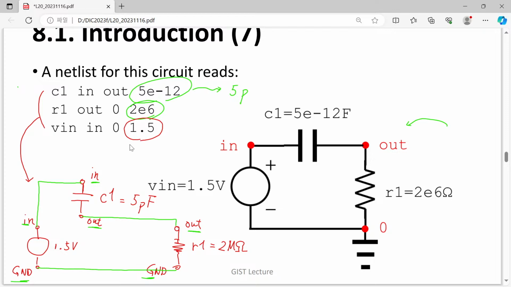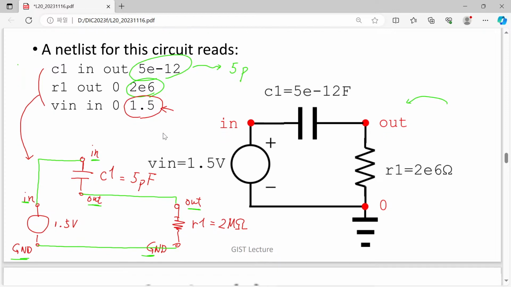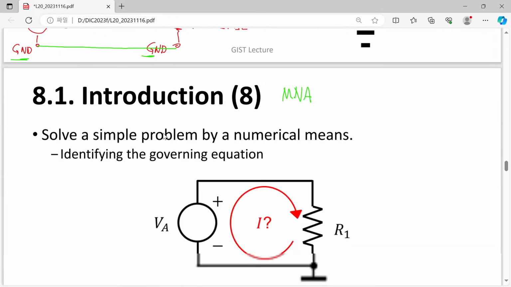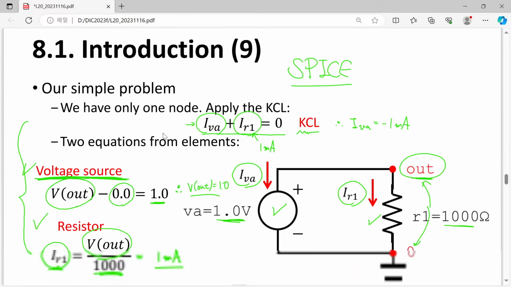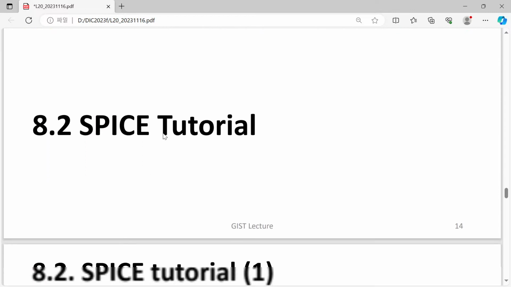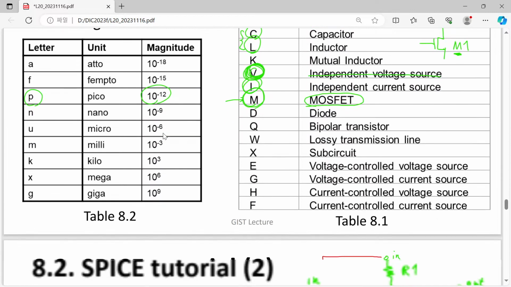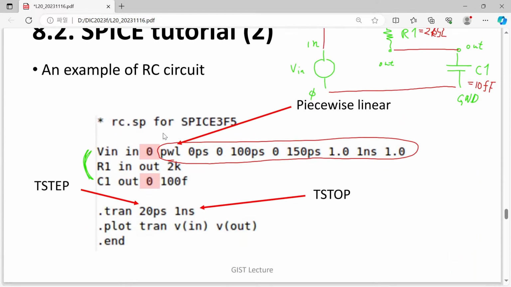Then what is the meaning of this 1.5? It means that the voltage difference between this upper terminal and lower terminal is always 1.5. So this is considered just a DC source. However, we wanted to introduce a certain time varying signal. Then how can we specify a time varying signal?